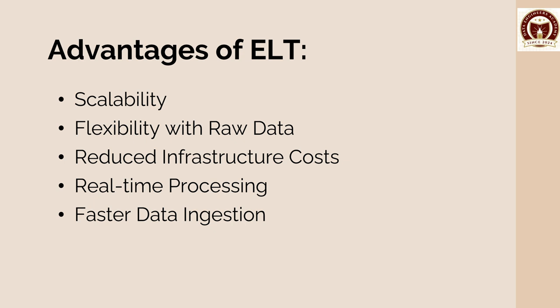Next one is flexibility with raw data. ELT allows raw data to be stored in its original form, which is useful for future transformations or unexpected use cases and analysis based on evolving business needs. And next one is reduced infrastructure costs. Since transformations occur within the data warehouse, there is no need for separate processing systems like a staging area, which saves us infrastructure and operational costs.